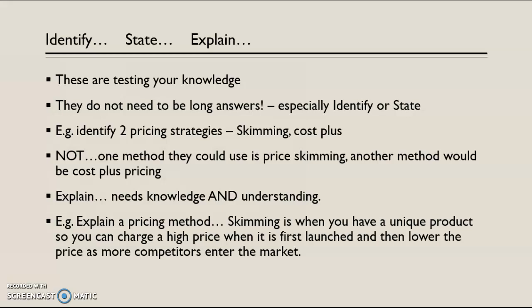The only time you need to write a sentence is if it's an explain, because this needs knowledge and understanding. So if you're explaining skimming, then you would say skimming is when you have a unique product so that you can charge a high price when it's first launched and then lower the price as more competitors enter the market. You've given the definition and you've explained how it works.